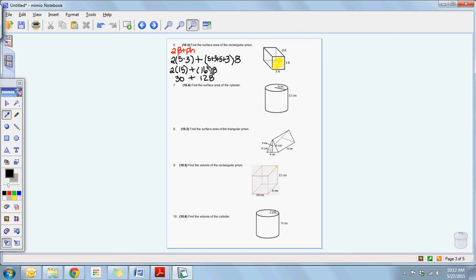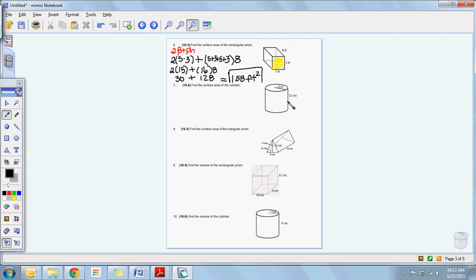So I've simplified. I have one more step. I'm going to add these together. So 128 plus 30 would give you 158. And surface area is still going to be units squared. And that's your final answer.